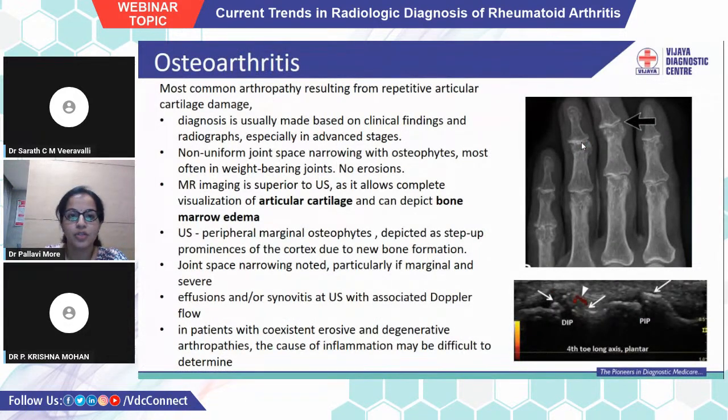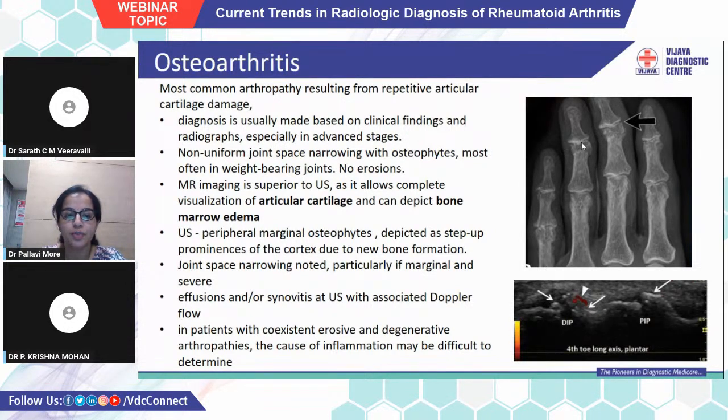Osteoarthritis is the most common arthropathy resulting from repetitive articular cartilage damage. It is diagnosed usually based on the clinical findings and the radiographs, especially in advanced stages. It results in non-uniform joint space narrowing with osteophytes, most often in weight-bearing joints, and does not involve erosions. MR imaging is superior to ultrasound as it allows complete visualization of the articular cartilage and can depict bone marrow edema.